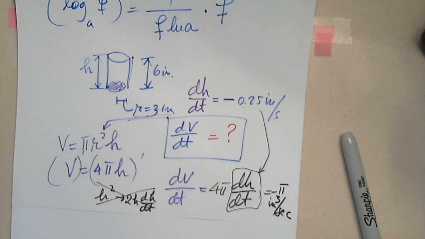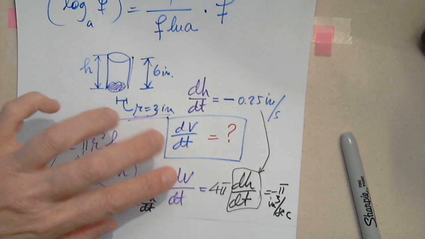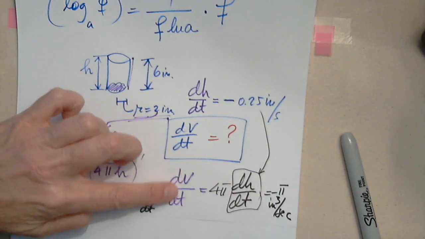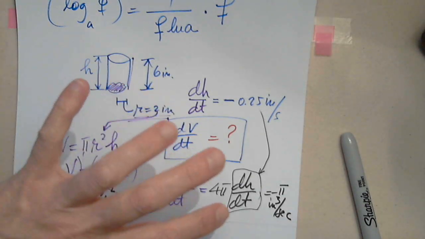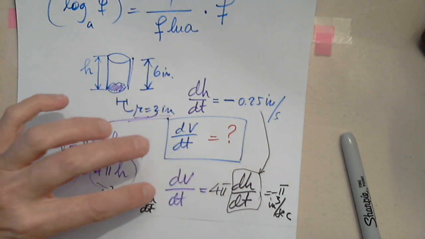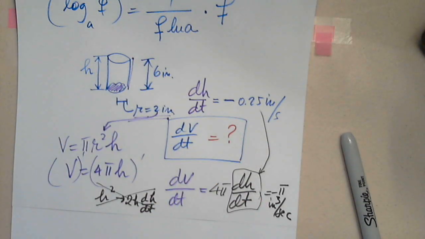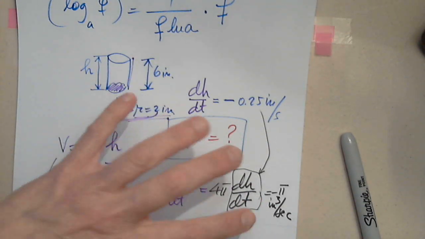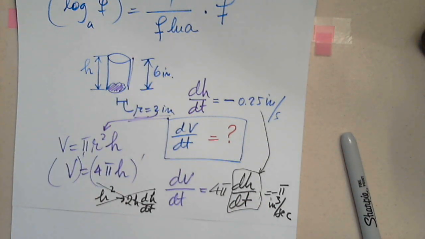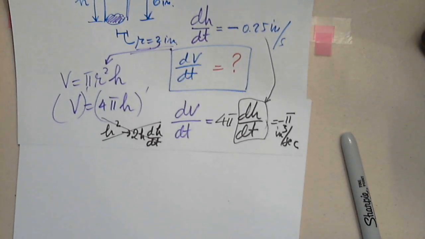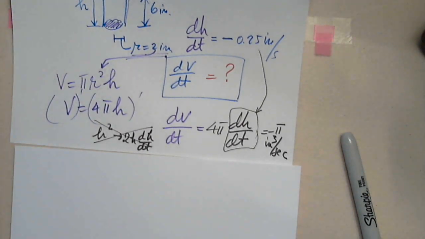Negative pi. Is that clear? Yes. Because it's the volume with respect to time. Remember, the measurement unit always comes from here. If this is volume, it has to be in cubic inches in this case. If it's area, it's going to be squared inches. And if it's just height, it's going to be inches. Very good. Good. Next question.